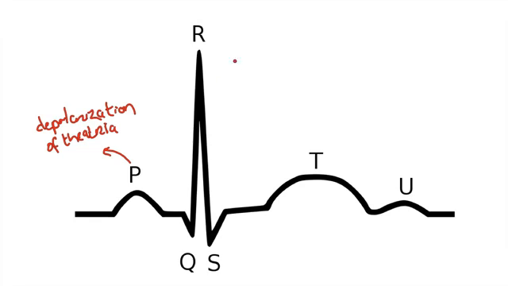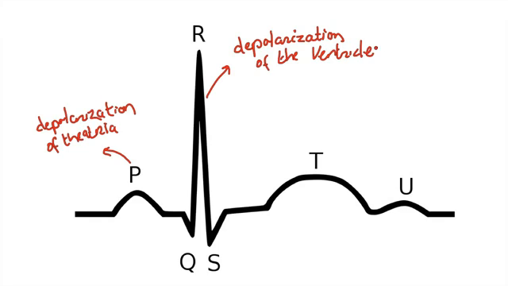Then we have the QRS complex, and you probably guessed it by now, but this shows the depolarization of the ventricles. That is what is represented by the QRS complex. Then we have the T wave, which comes after the QRS complex, and this shows the repolarization of the ventricles.